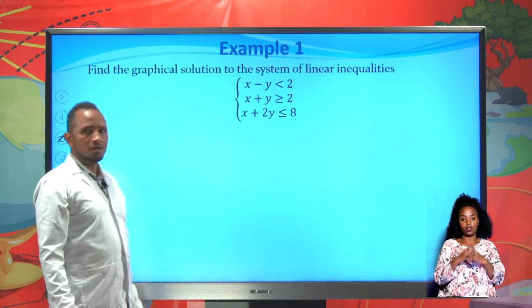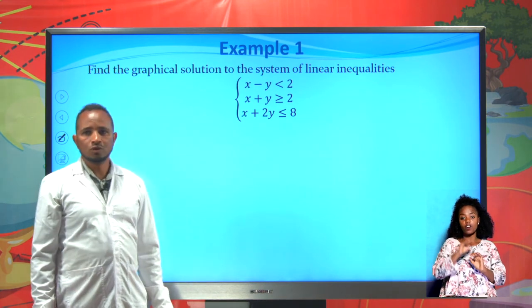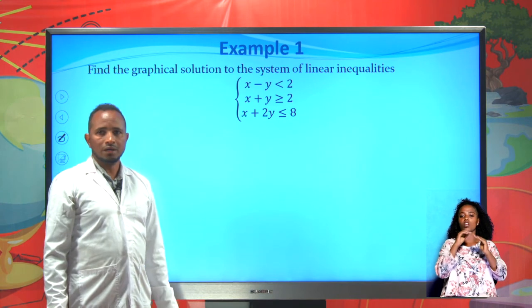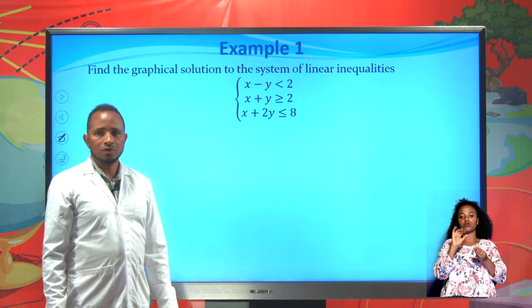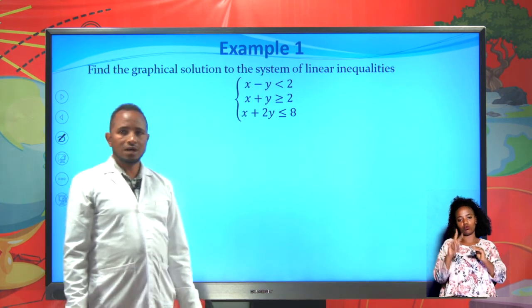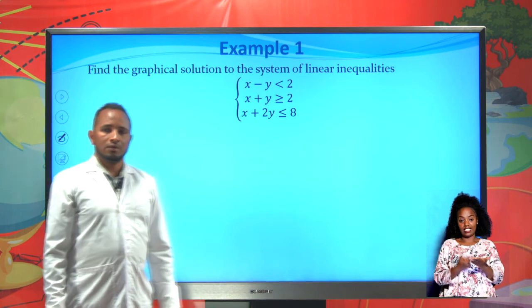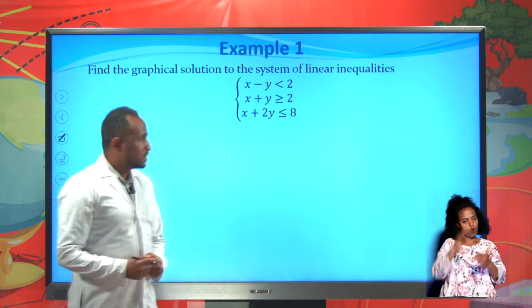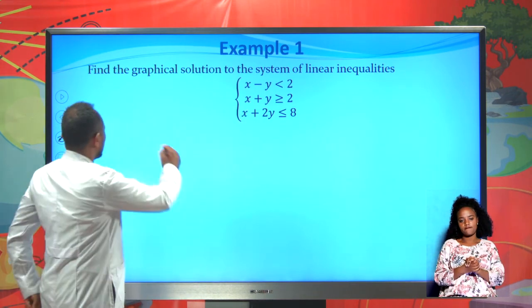Now let's see example. Find the graphical solution to the system of linear inequality x minus y less than 2, x plus y greater than or equal to 2, x plus 2y less than or equal to 8. To solve this system of inequalities, we need to draw the graph. So let's try to draw the graph of each first. So solution.